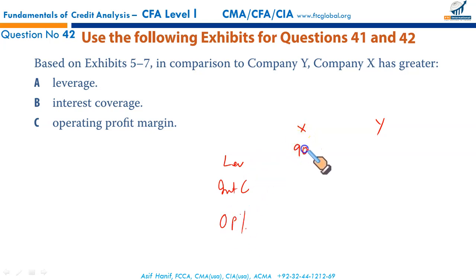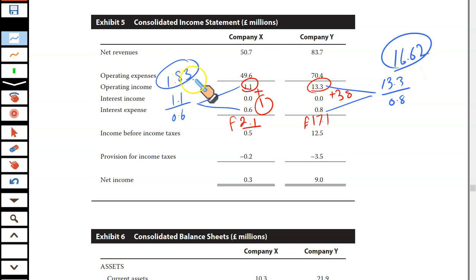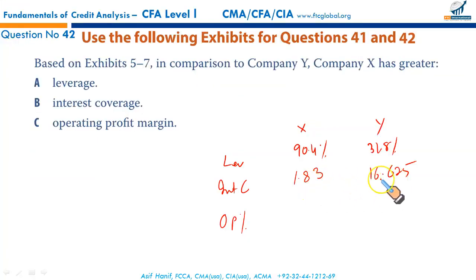For A, leverage. Then we'll calculate the interest cover, and then the operating profit margin. So the numbers were 90.4% and 31.8%. Let's calculate the interest coverage now. Now this is the operating income for X. This is the interest expense. So we can calculate 1.1 upon 0.6 and 13.3 upon 0.8. So 1.83 is the interest coverage for company X and 16.62 is the interest coverage for company Y. Let's plug these numbers there, interest coverage for both X and Y.